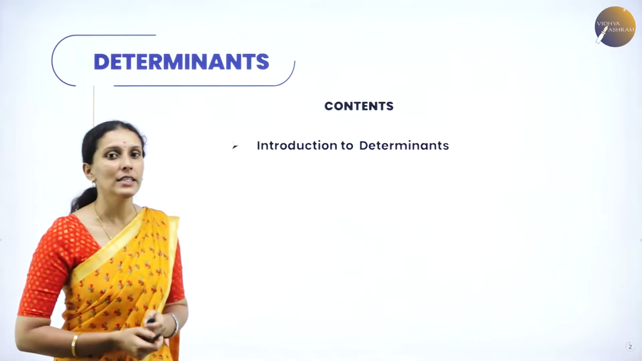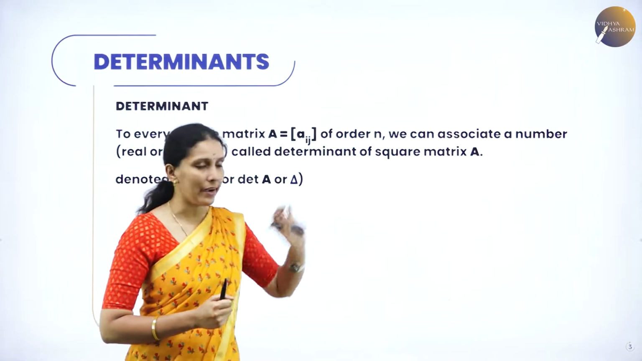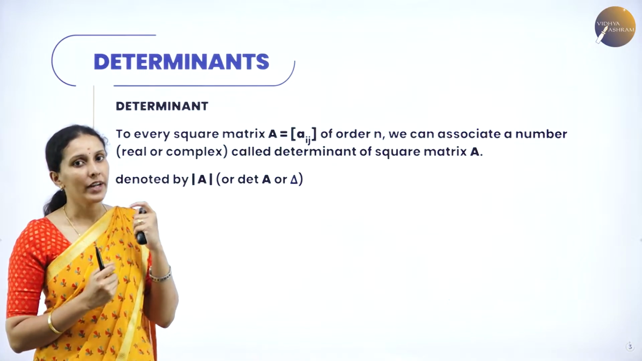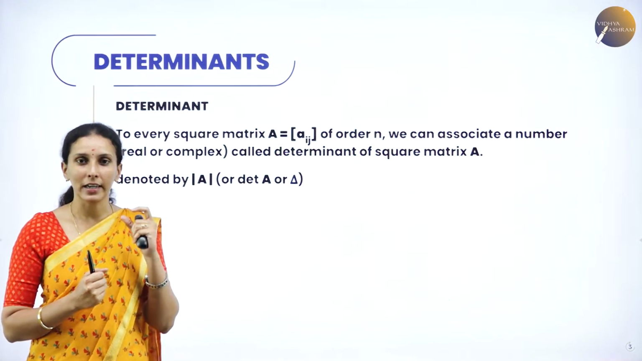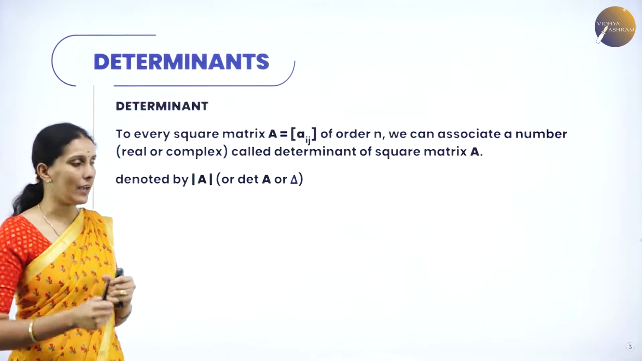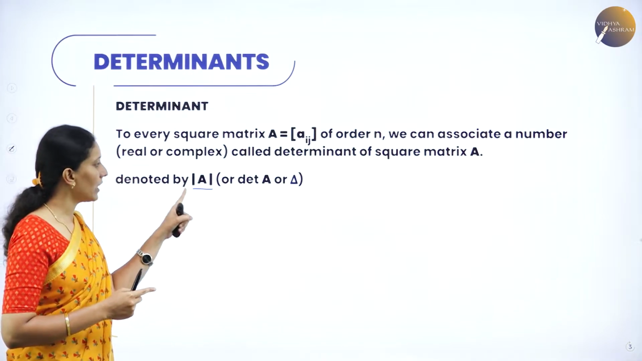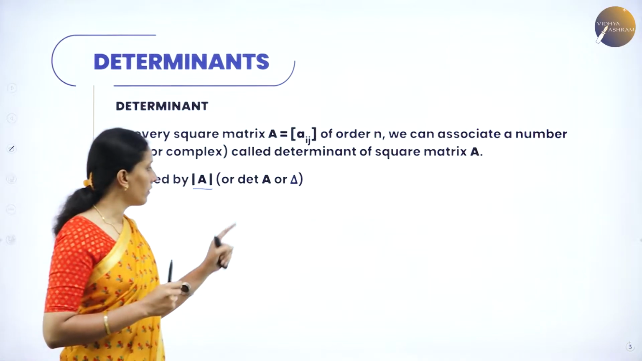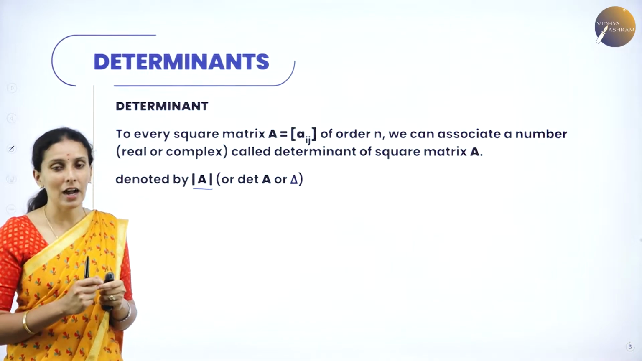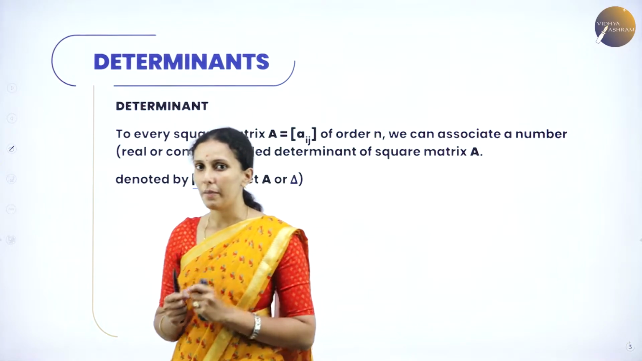Now, let's see what a determinant is. The determinant of a square matrix Aij of order n is nothing but a value which is real or complex. Thus, for any square matrix, we can associate a number which is real or complex, and it is called the determinant of a square matrix A, and it is denoted by determinant A. It is written under the modulus symbol, but here we call it the determinant of A, or we write it as det A, or symbolically we use the symbol delta to denote the value of the determinant of a square matrix A.